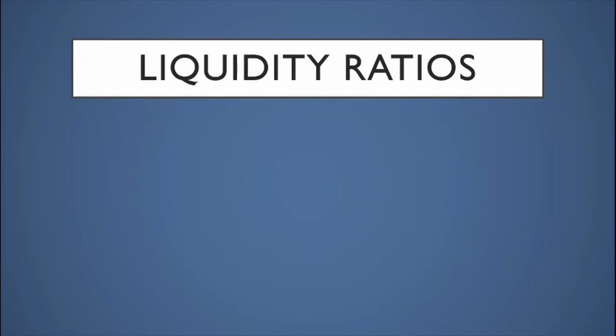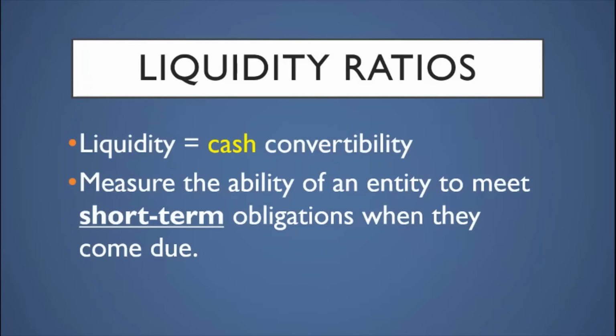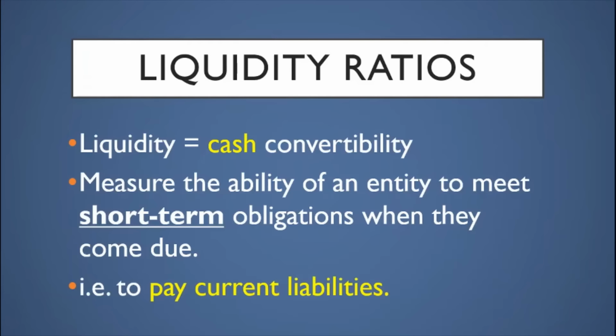What are liquidity ratios? To understand, we must first define the word liquidity. Liquidity simply means cash convertibility, the ability of something to be converted into cash. That is what we mean by liquidity. Why are we interested in liquidity in the context of our discussion? Again, liquidity ratios measure the ability of an entity to meet short-term obligations when they come due. As such, being able to convert assets into cash will give the company this ability, considering short-term obligations may be due within a month or quarter. That is, when we measure liquidity, we are basically measuring the ability of the company to pay current liabilities.